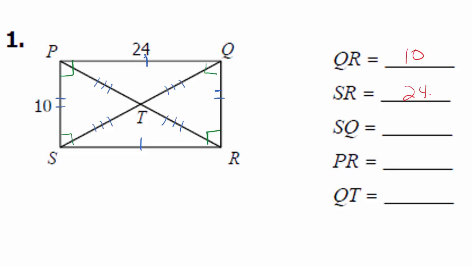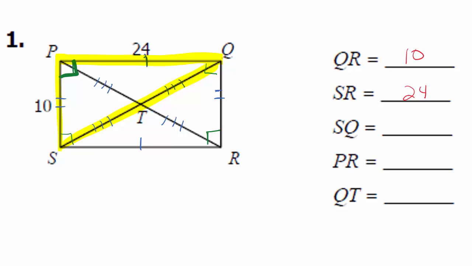Now, SQ is this diagonal, and PR is going to be this diagonal here. So if you follow along, they are going to be congruent to each other, but how do we find out what they are? We can easily find out if we notice that this here is a right triangle. I'm going to highlight this part of it here. Here's the right angle, which means we can use the great Pythagorean theorem.